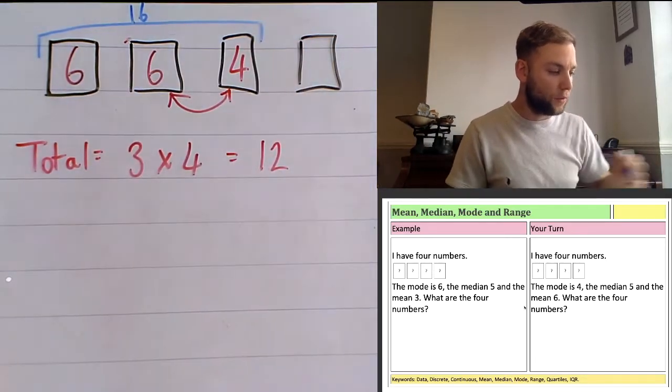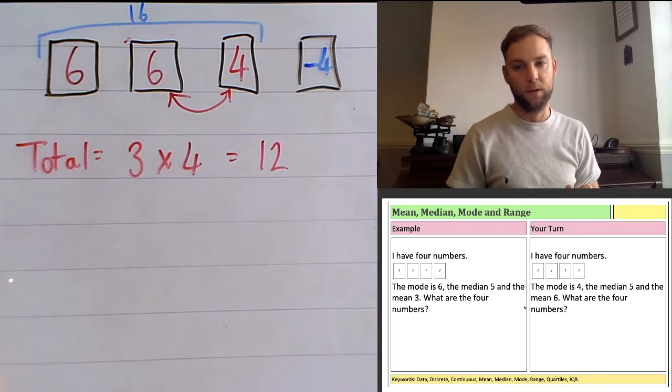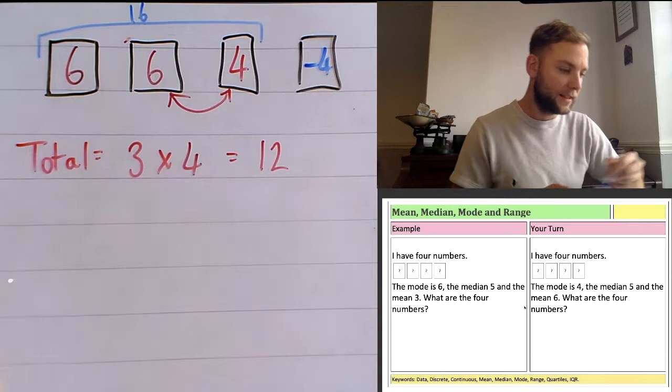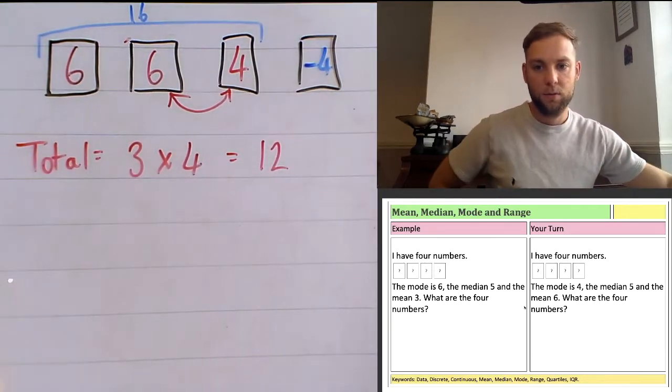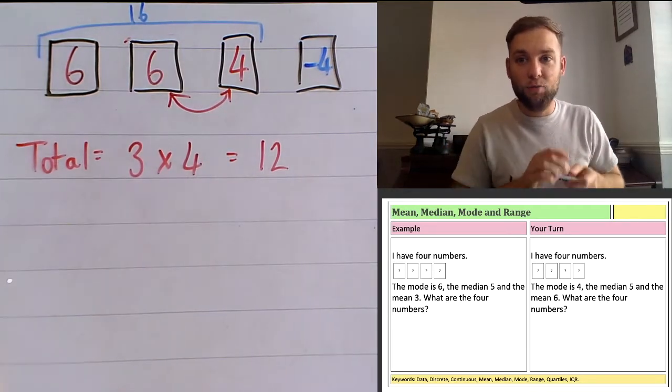So to make 12, this one here must be equal to minus 4. Okay? Now that's quite tricky. 6, 6, 4 and minus 4. Okay? That is right though. Okay, let me just make that really, really clear.